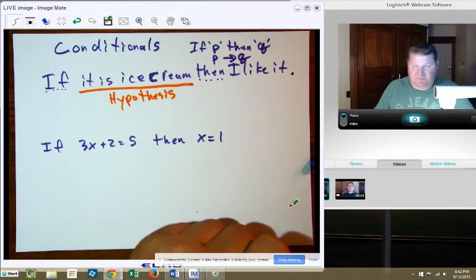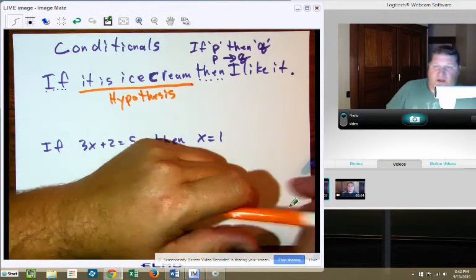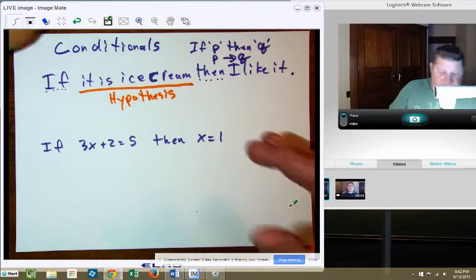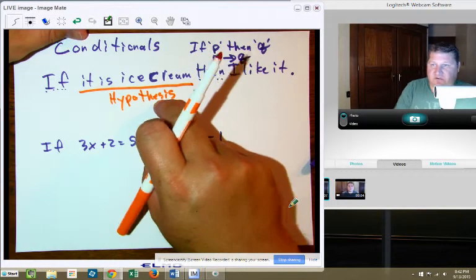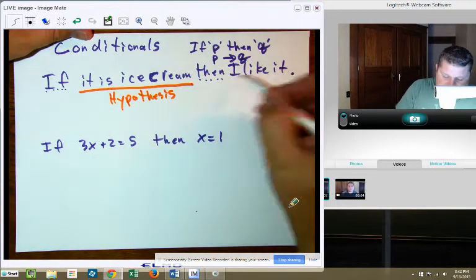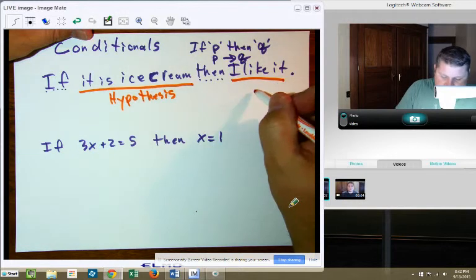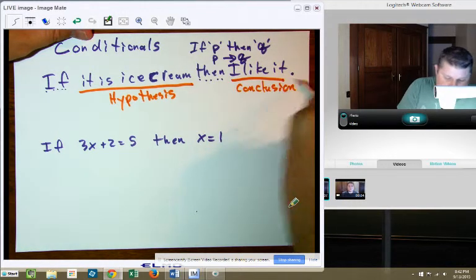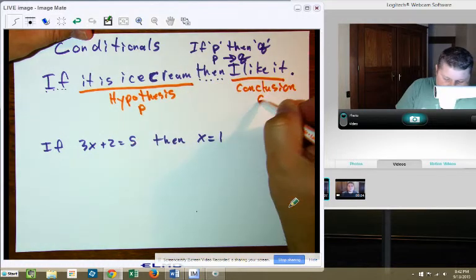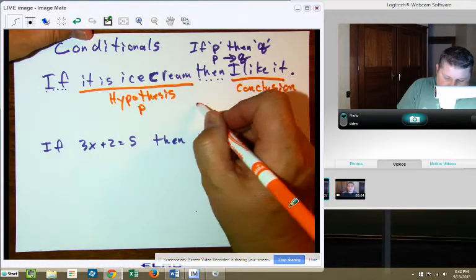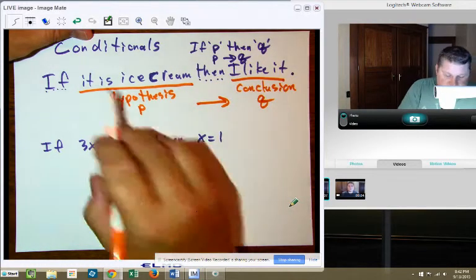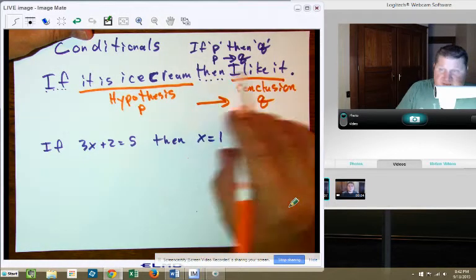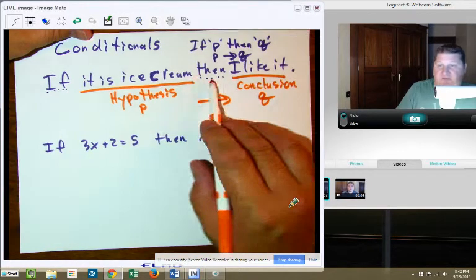The hypothesis is where everything starts. If we assume that this is true, then this must be true. This is the conclusion. So this would be P, this would be Q. The if-then is implied by the arrow. So if P, then Q. If it is ice cream, then I like it.